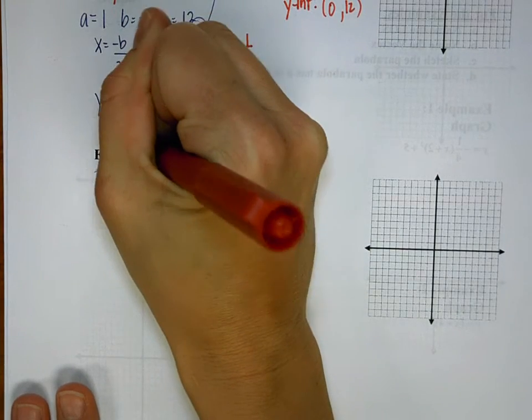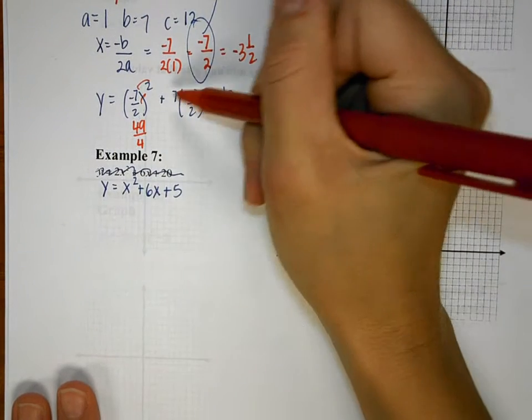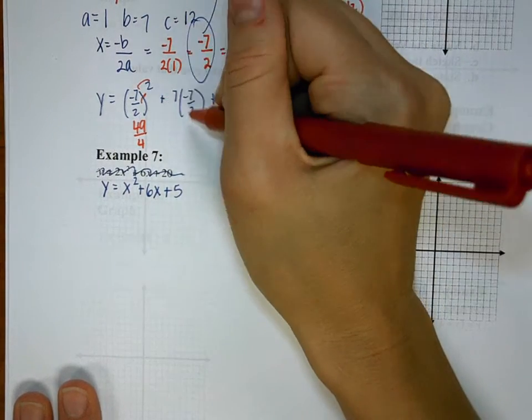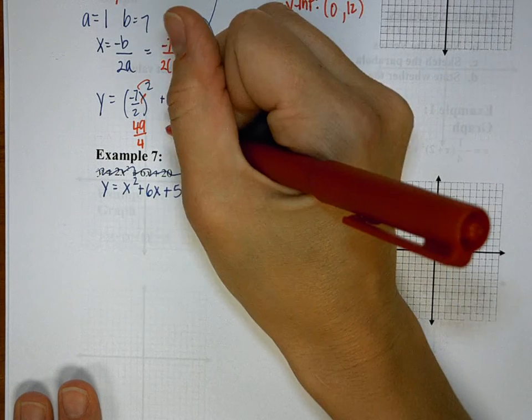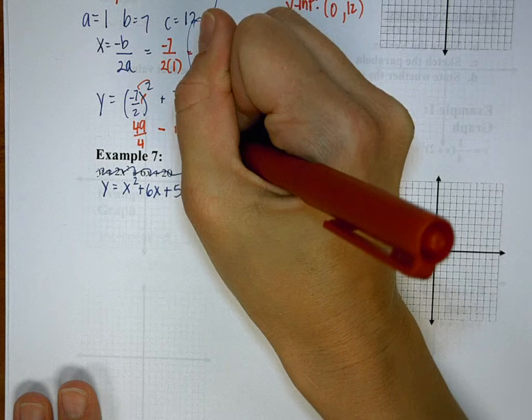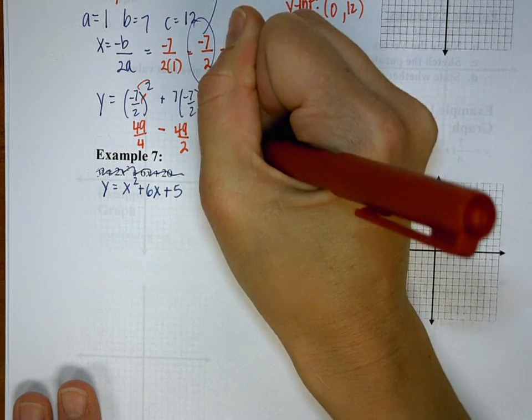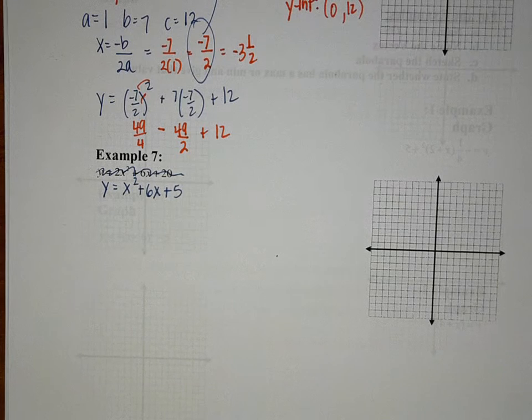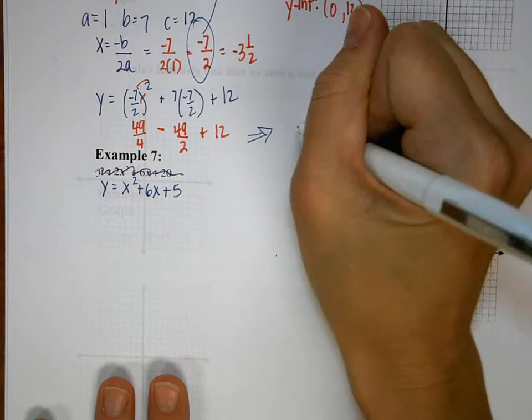Good, 49 over 4. Can anything reduce here? No. So when I multiply, what do I get? Negative 49 over 2, good. And then I have plus 12. Now, in order to deal with fractions, they need to have what? Common denominators, okay? So we're going to change these to have common denominators.